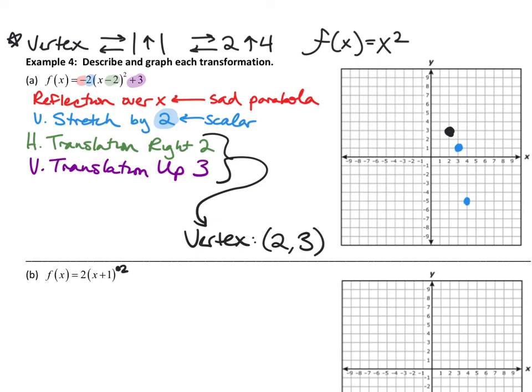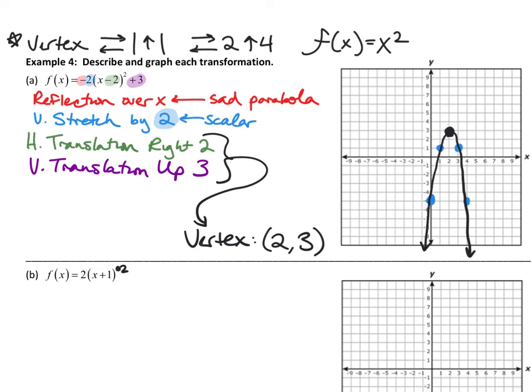I can go the opposite way. Over 1, down 1, but down 2 because of the scalar of 2. And over 2, down 8 to graph my parabola. Connect the dots.